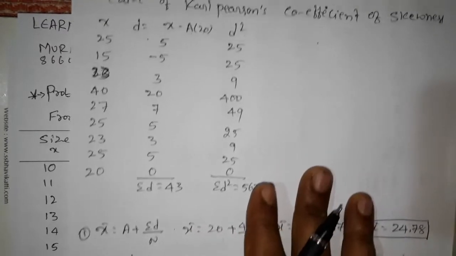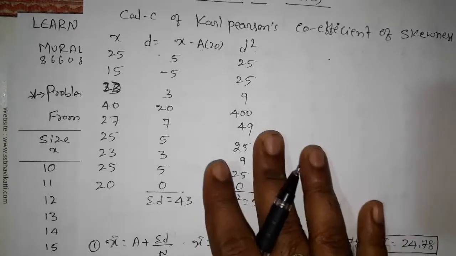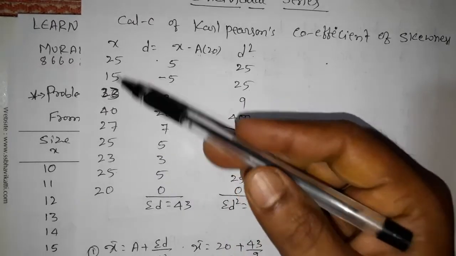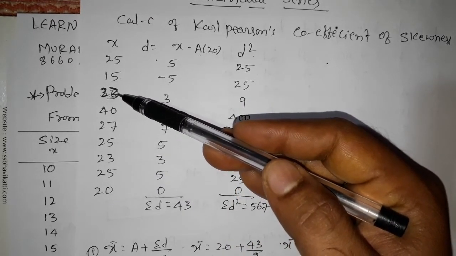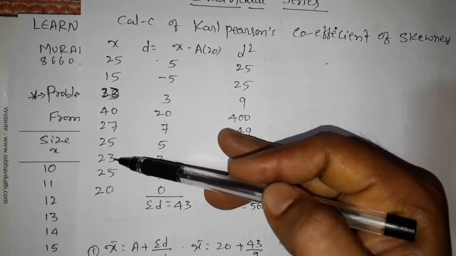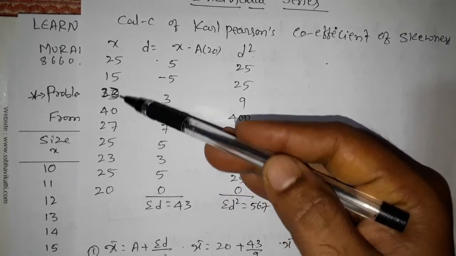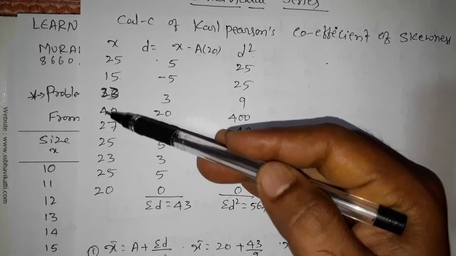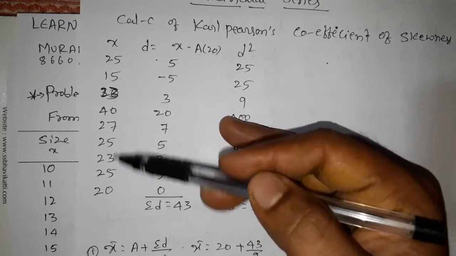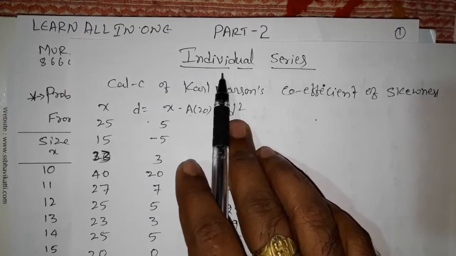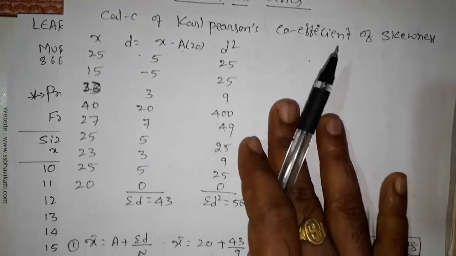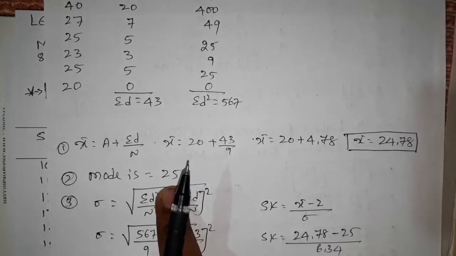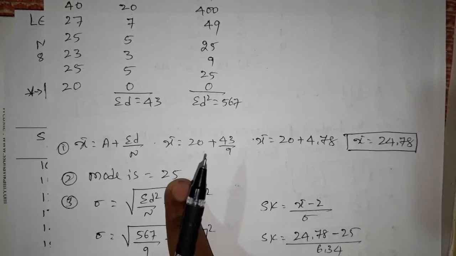Next, the mode is 25, because the mode is the most repeated value. 25 has been repeated 1, 2, 3 times, and 23 is repeated 2 times. You should not look for whether 27 or 40 is the highest. The highest value should not be considered. In the individual series, the value repeated the most times should be considered. So the mode is 25, because it has been repeated 3 times.